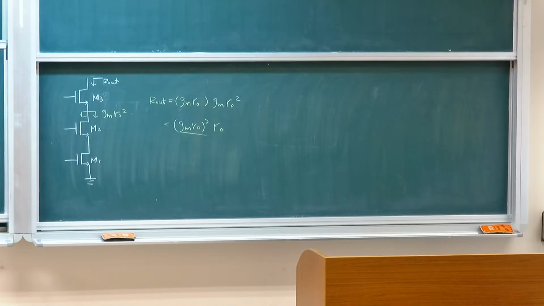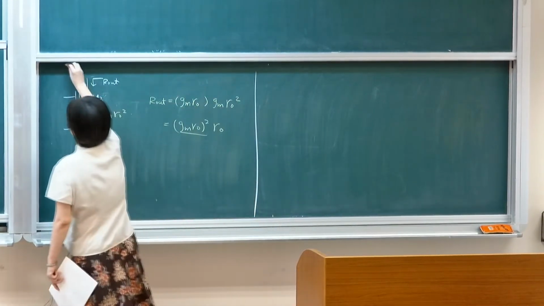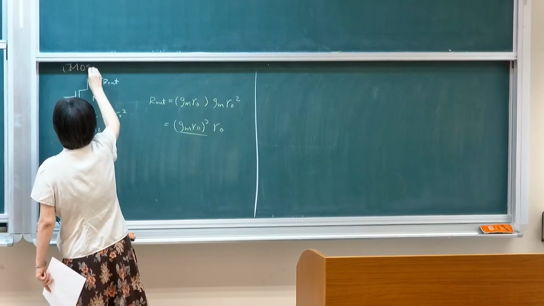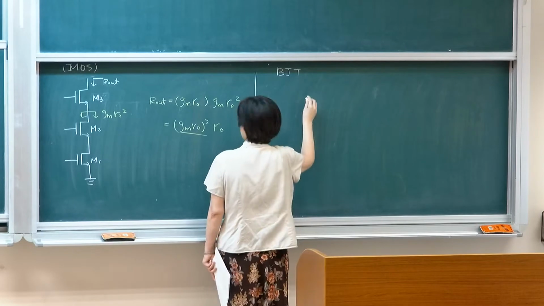So what happens to the BJT version? If you think about it, this is the MOS version. Let's look at the BJT version of 3 stacks.